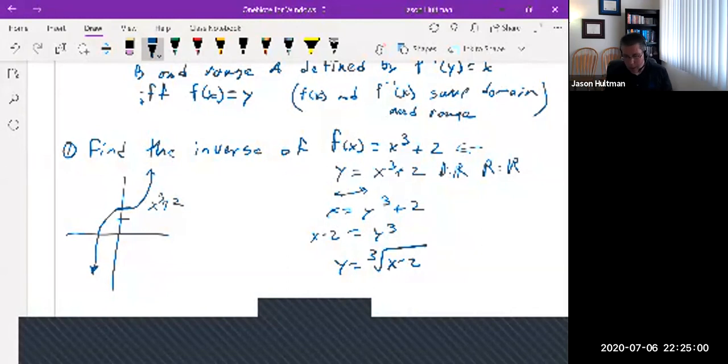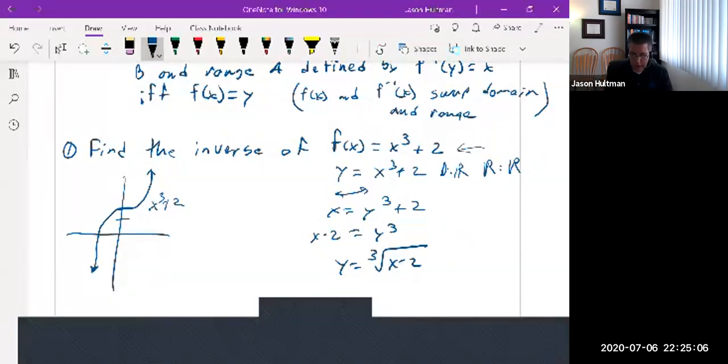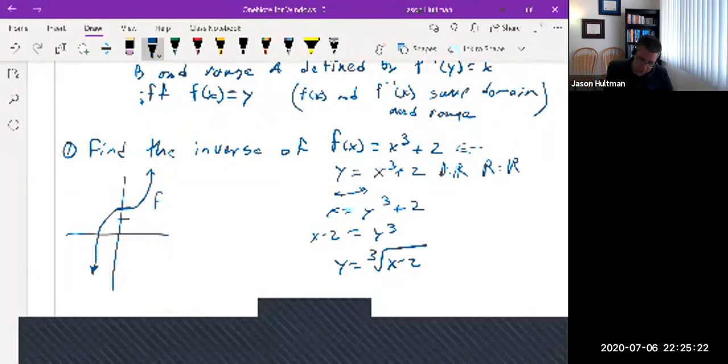What's the domain and range? Well, the domain can be anything I want it to be. What's the range? Well, the range can be anything I want it to be. It goes from negative infinity to infinity in the x direction, and it goes from negative infinity to infinity in the y direction. It's the same. The inverse also does the exact same thing. So I'm going to write this as f of x equals x cubed plus 2.